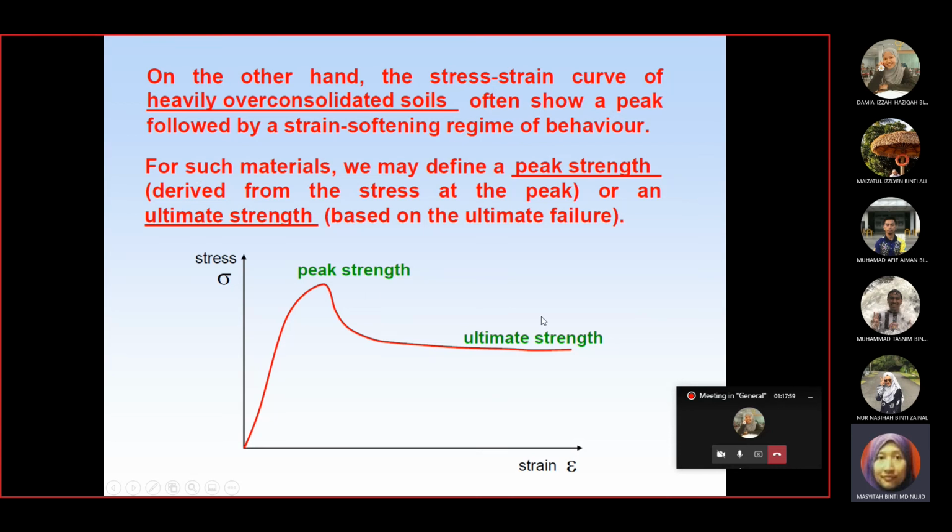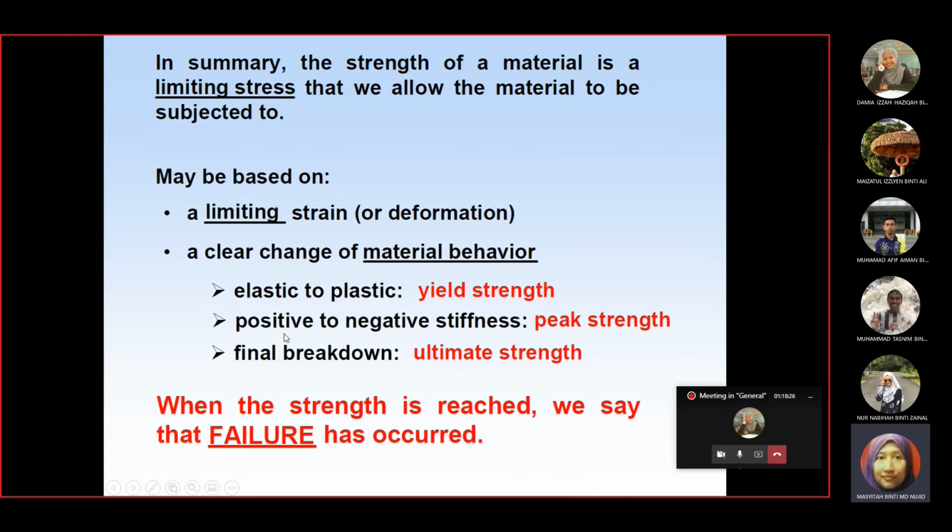Okay, every point of the strength ni indicates to you the type of soil. For example, kalau you buat testing on the heavily over-consolidated soil, dia akan tunjuk strain softening regime of the behavior. Tapi kalau kata you buat sampel atas tanah yang biasa kan, we may expect to have this kind of the curve antara stress dan juga strain.